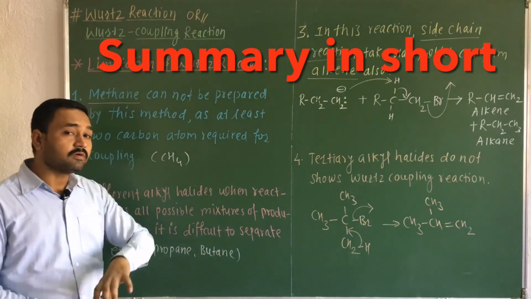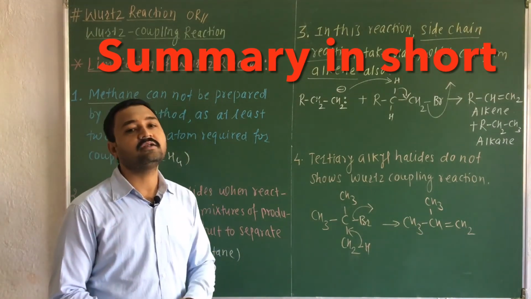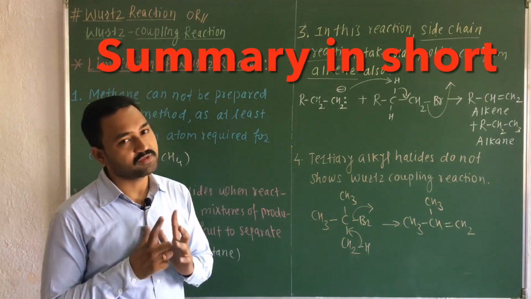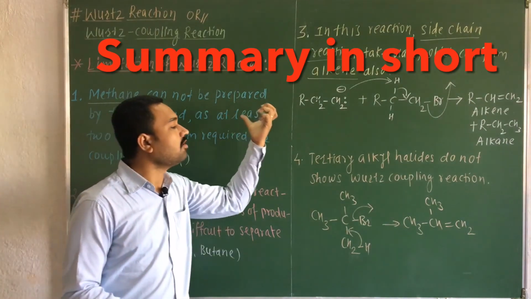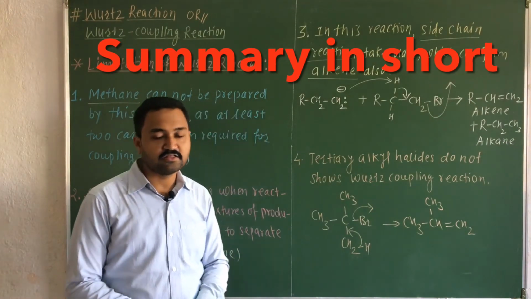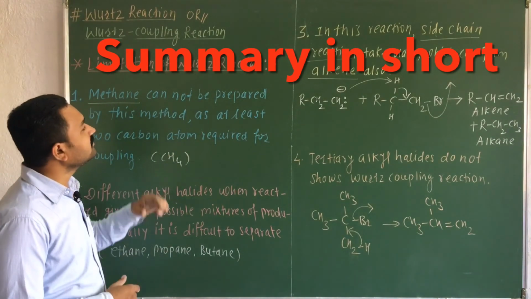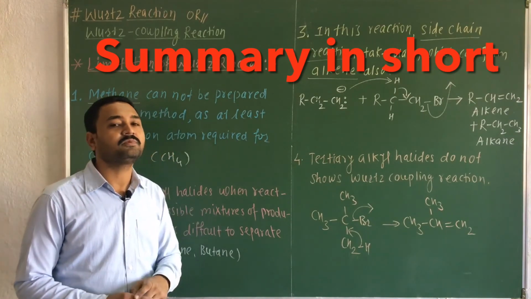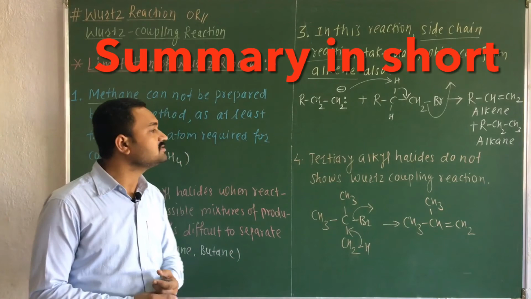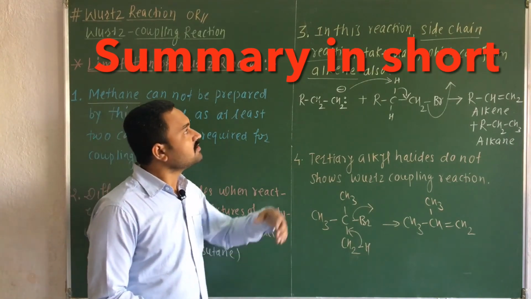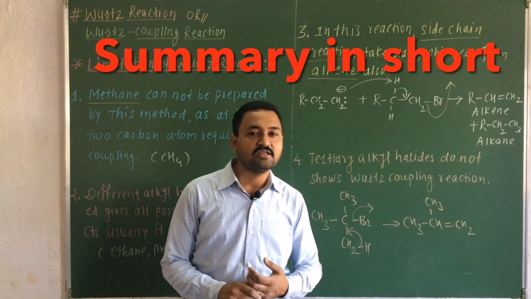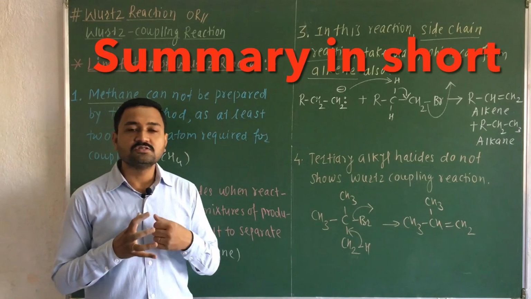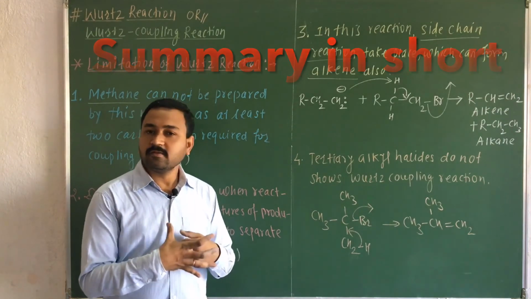Then we have considered the importance of this reaction also. There we have studied that generally higher alkanes can be prepared by using the Wurtz coupling reaction. And lastly we have considered all these four limitations regarding the Wurtz coupling reaction. Out of that, the first one is that methane cannot be prepared. The second one is that the mixture of products that we obtain after using different alkyl halides is very difficult to separate. Then the third one is that there are side reactions, and the fourth is that tertiary alkyl halides cannot be used in the Wurtz coupling reaction. So this is the whole story of your Wurtz coupling reaction.